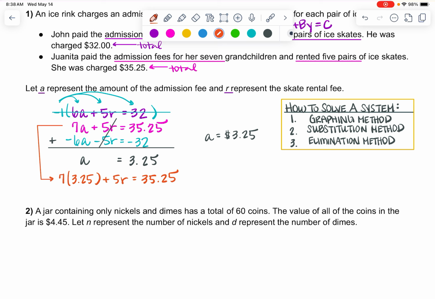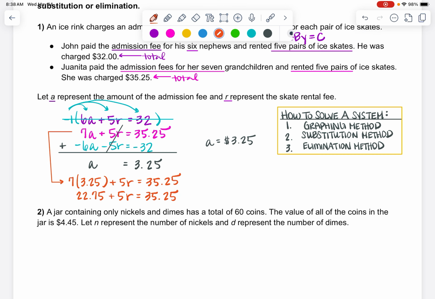And then I'm going to solve that equation, right? So I'm going to multiply $3.25 times 7, which is going to give me $22.75. And then I just have this quick little two-step algebra equation to solve, all right? So let's see, the first thing we're going to do is subtract that 22.